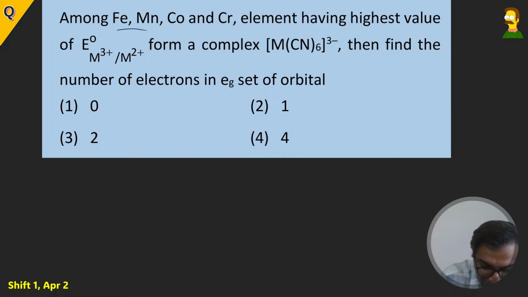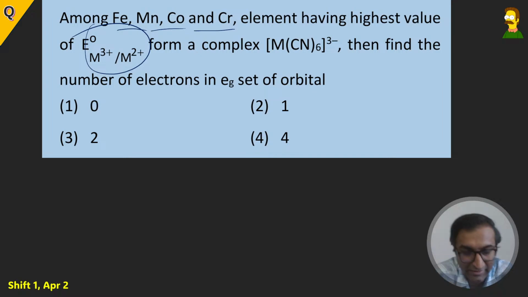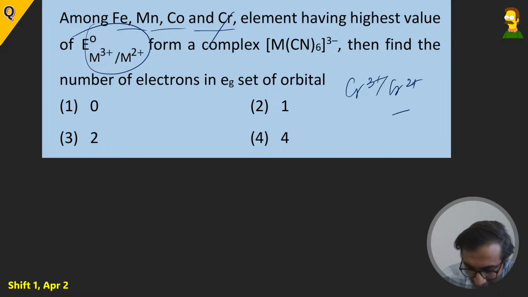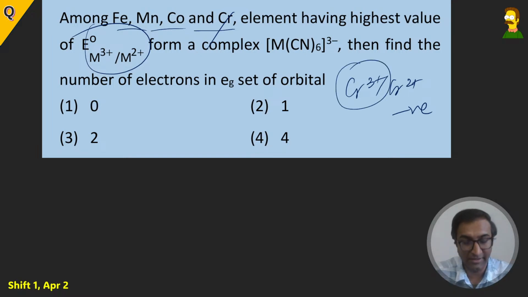Among Fe, Mn, cobalt and chromium, the element having the highest value of this. Okay. Let's eliminate. Chromium is not it, because Cr3+ to Cr2+ is negative. You don't even know the value. You don't have to know the value. You need to know it's negative. That is good. That's important to know, because Cr3+ is more stable. Okay? For whatever reason, that's theory, that's important to know.